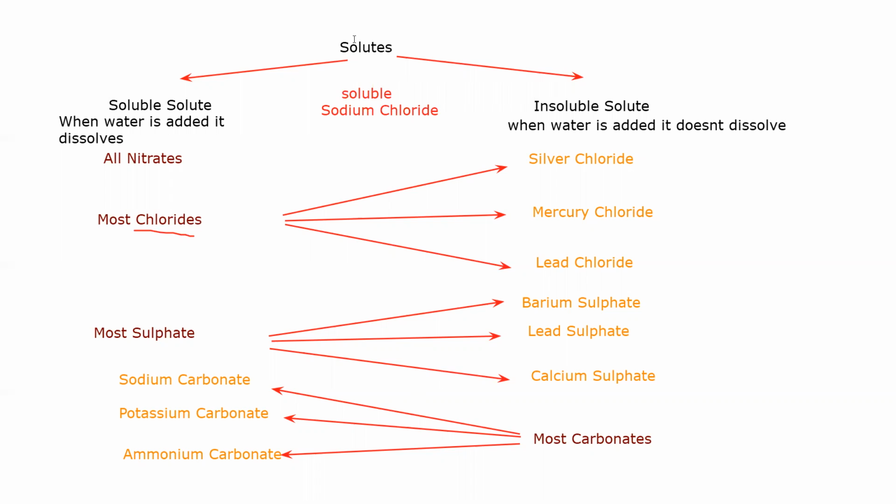Same thing, if we have barium sulfate, will it dissolve? Yes or no? When you check, most of the sulfates are soluble except three: barium, lead and calcium. So barium sulfate is insoluble, it does not dissolve. I will share this table with you after completing the class, and you have to learn which salts dissolve and which do not.